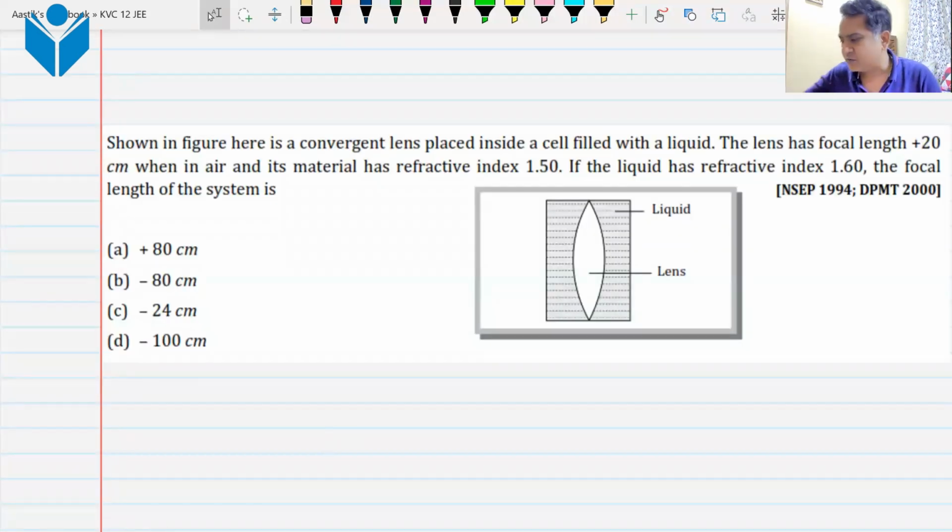I forgot the question number. No, this time I remember it. That was question number one, so this is now question number two. Shown in the figure is a convergent lens placed inside a cell filled with liquid. The lens has a focal length of plus 20 cm when placed in air, and its material has refractive index of 1.5, that is 3 by 2. If the liquid has a refractive index of 1.6, you have to find the focal length of the system. The system consists of liquid, then lens, then liquid. Best of luck.